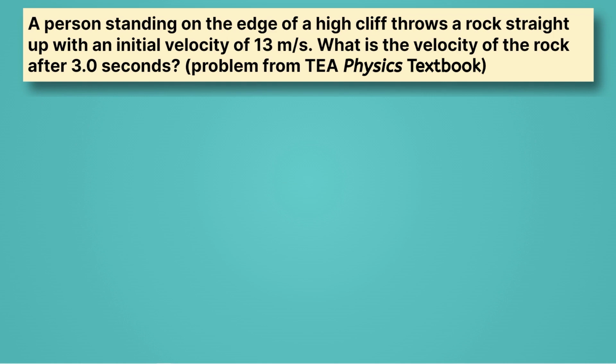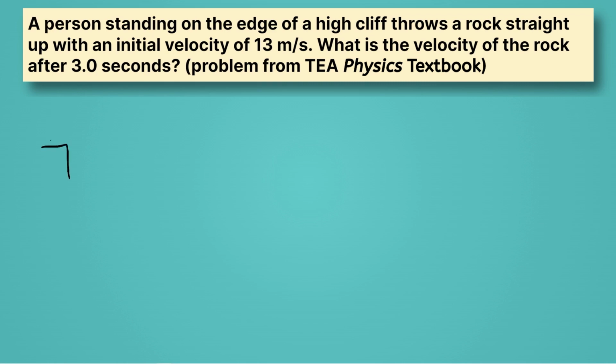This problem concerns our same person standing on the edge of a high cliff, and they still throw that rock up straight in the air with an initial velocity of 13 meters per second. What is the velocity of the rock after 3 seconds? Okay, this is your turn. Pause the video, try to do this entire problem, and then come back and we'll work it step by step. Okay, hopefully you did okay. Let's start with a picture.